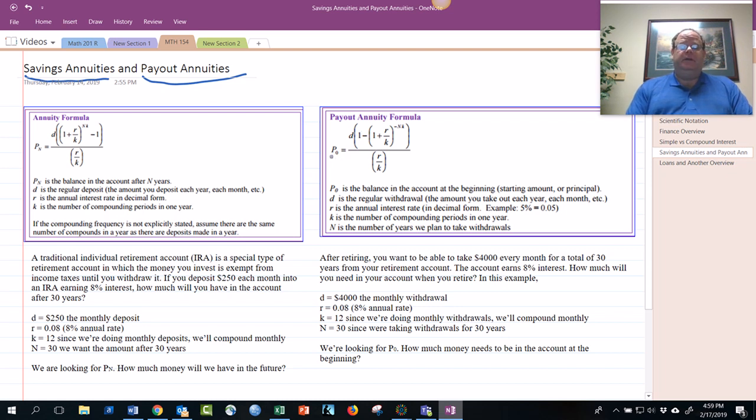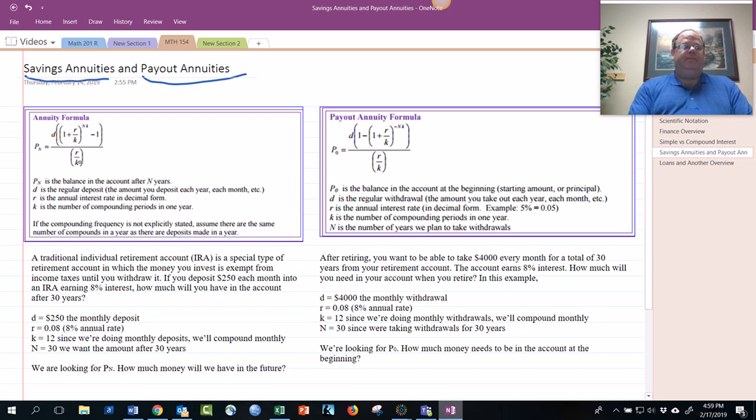And then for this one, this is P0, you'll notice at the end, that's how much money you have to have in there to start to be able to take that much money out for that period of time. Over here, the PN tells you how much money you've saved up by putting money in regularly for that amount of time. All right, so let's have a look.